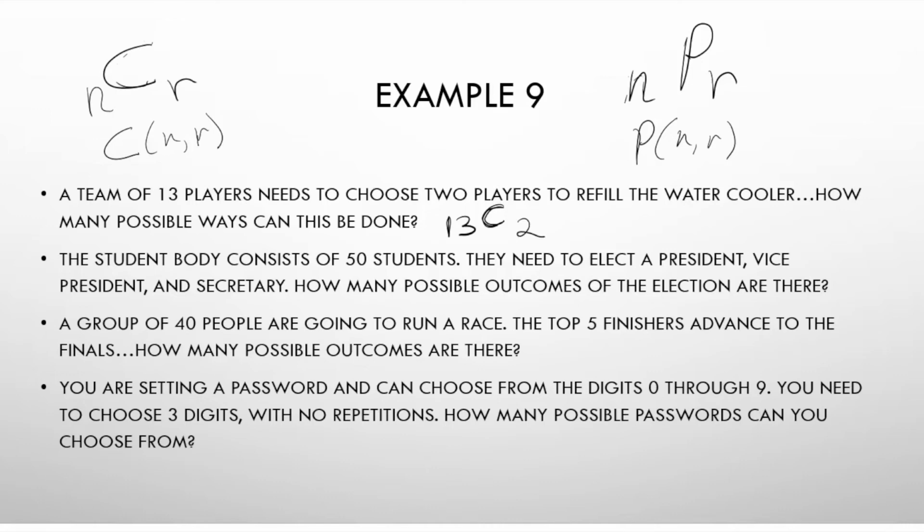Right, on to the second question here. The student body consists of 50 students. They need to elect the president, vice president, and secretary. How many possible outcomes of the election are there?